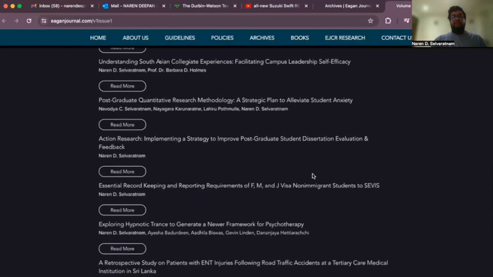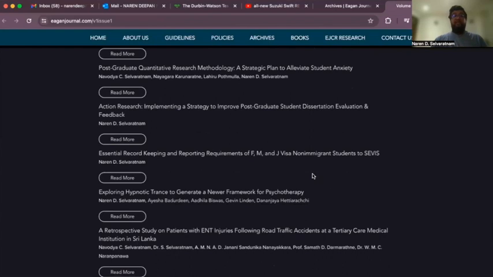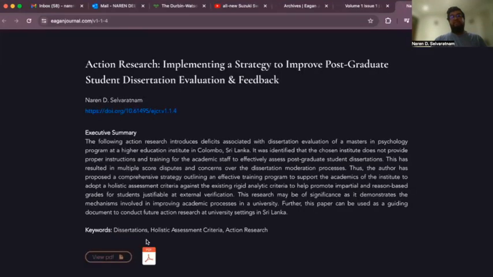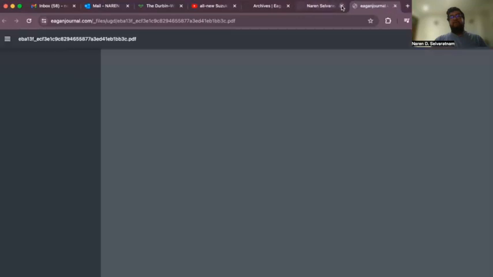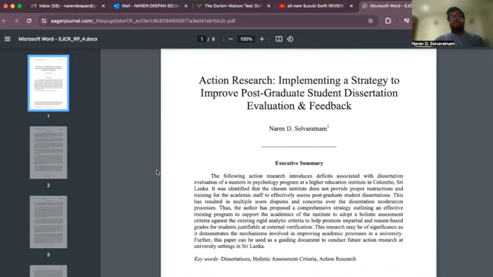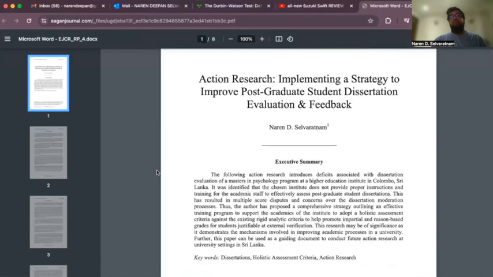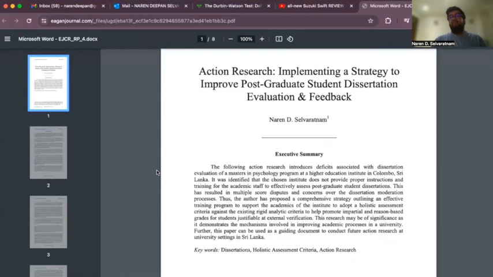So here I have some, actually, there are different types of papers as well. Here, if you go through this paper, essential record keeping and reporting requirements of FM and J visa non-immigrants, this is a policy analysis. You can read the policy analysis as well. And this one is an action research, implementing a strategy to improve postgraduate student dissertation and evaluation feedback. So, as teachers, we experience certain problems in our practice. So, whenever we experience these problems, we can actually write research papers about it. So, this is a paper that we wrote to understand how to improve our student grading and feedback.